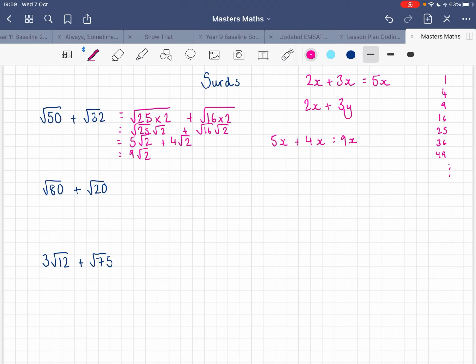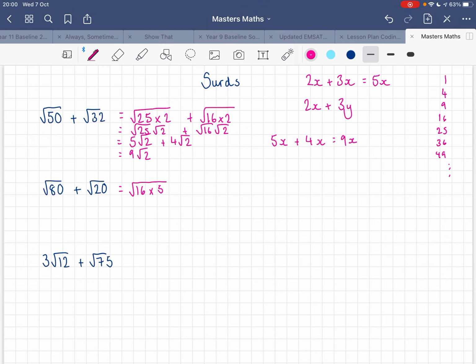Okay, let's try again for root 80 plus root 20 then. So root 80 is 16 times by 5.